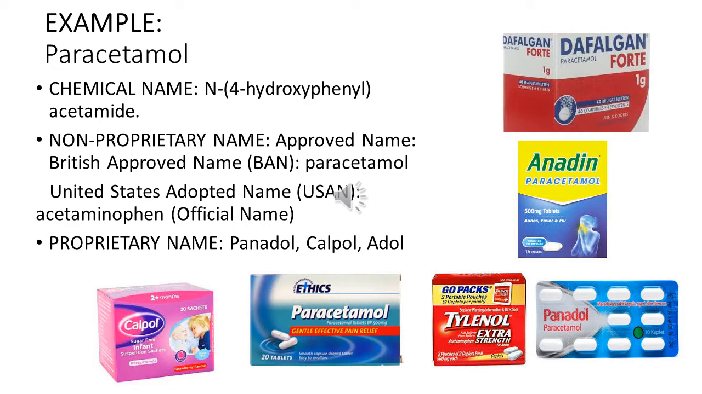The proprietary name. We have many names in the market like Calpol, Panadol, Adol, Tylenol and Anadine. All these are paracetamol, but they are produced by different companies to get some advertisement for the company, so that they distinguish their goods and get some publicity for their product, so they make it under a different trade name.